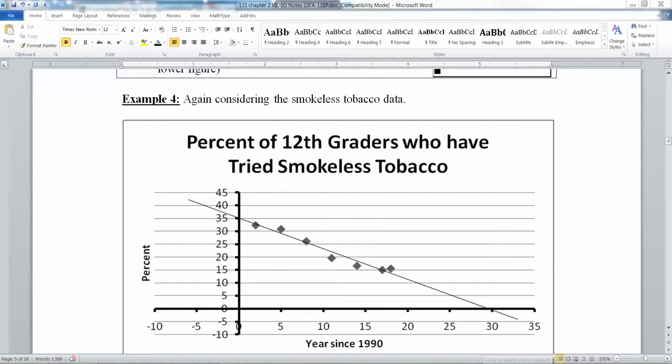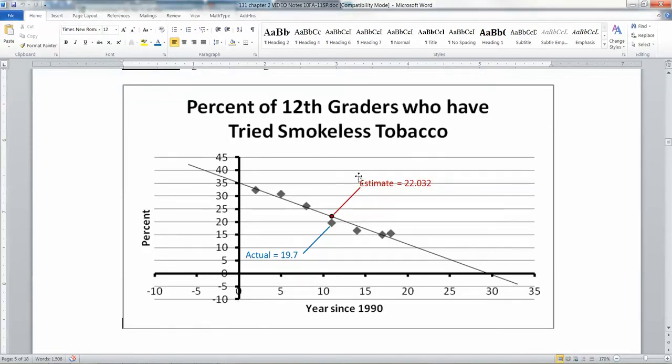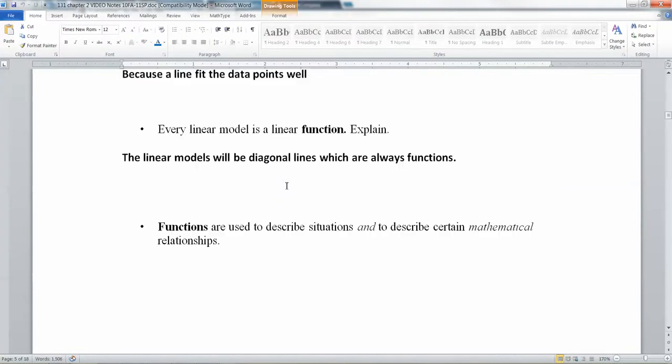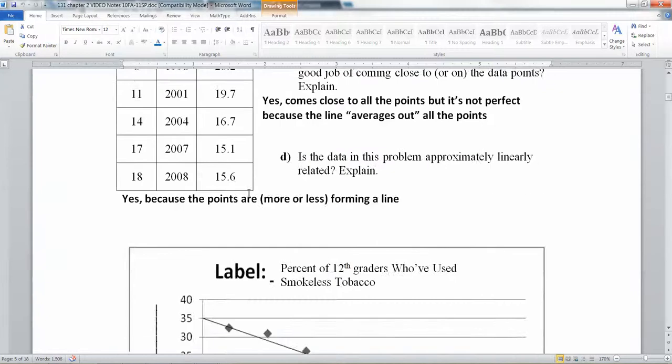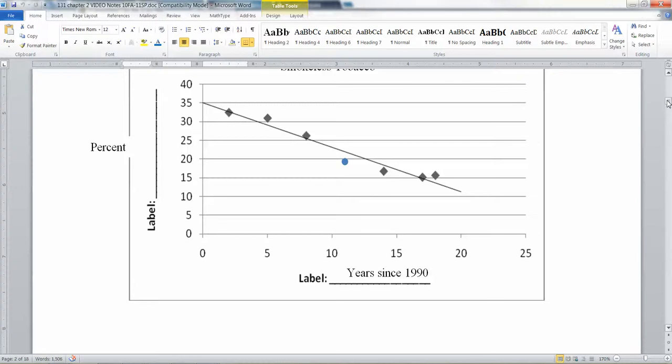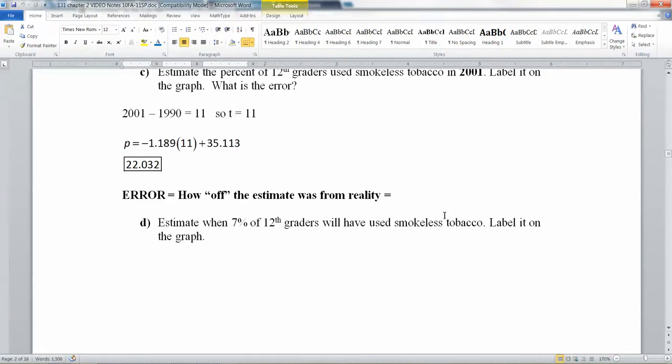Let me put those values in. So we estimated right here, that little dot on the line, 22. But what we actually got in the real world was 19.7. Now, where's the 19.7 coming from? Well, it's all the way back here, 19.7, right there. So then the question is, how off are you? That's what your error is.